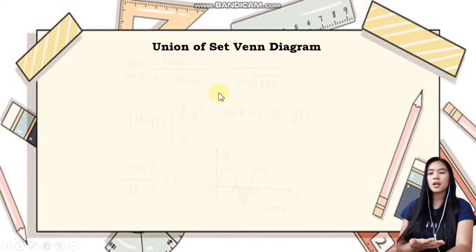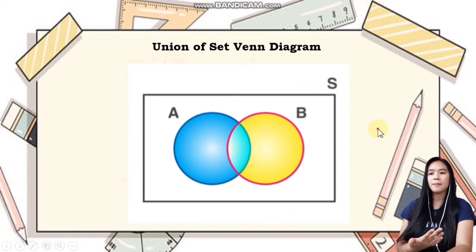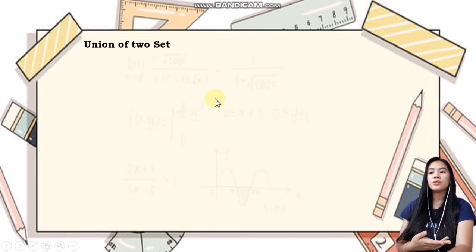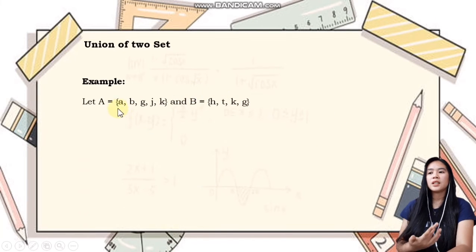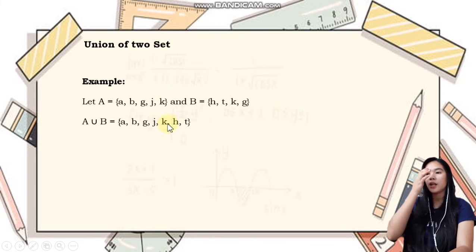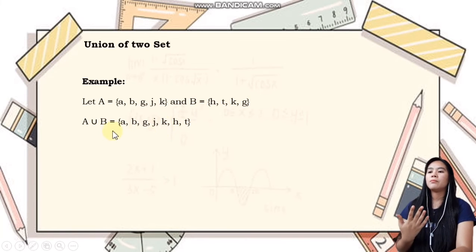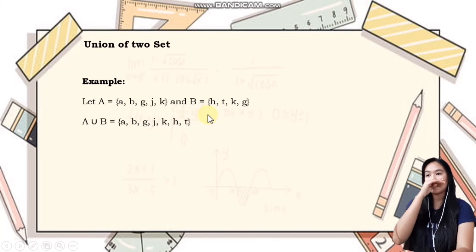This is the union of set Venn diagram. And union of two sets example. Let A equal A, B, G, J, K, and B equal H, T, K, G. So, A union B is equal to A, B, G, J, K, H, T. Mapapansin natin na pinagsama natin ang lahat ng elements ng ating sets.